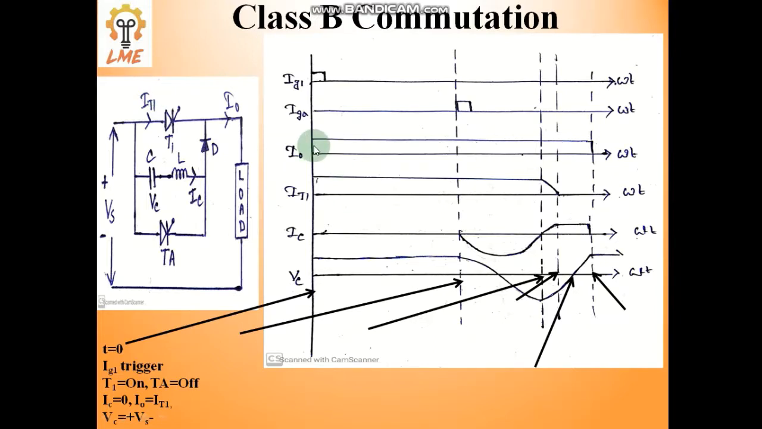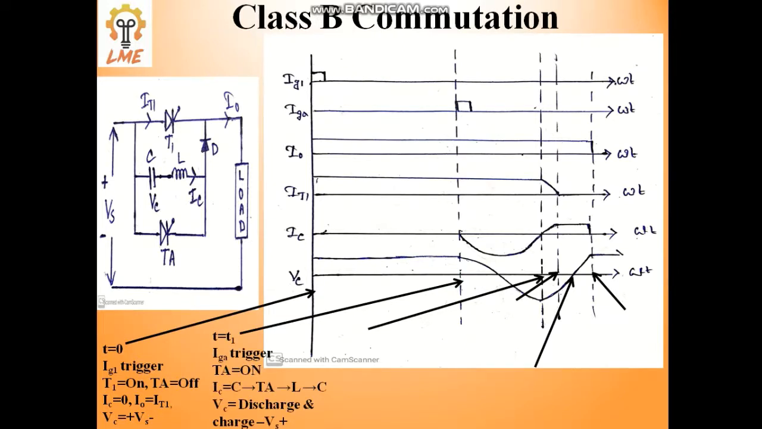That is why we are drawing IO as a straight line with the same magnitude as IT1 up to this portion. The capacitor current IC is 0, so it stays at 0, and the capacitor voltage stays the same, with the left plate positive and the right plate negative, so it is also a straight line. I hope this portion from this point to this point is clear.